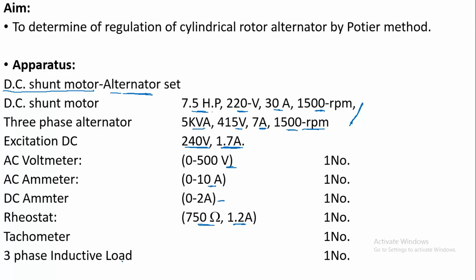Tachometer: to make the speed synchronous at the time of starting. At the start of the experiment, we make the speed of the synchronous generator 1500 rpm, its rated speed. And we must have a 3-phase inductive load. This is our requirement. So first of all, develop the diagram.